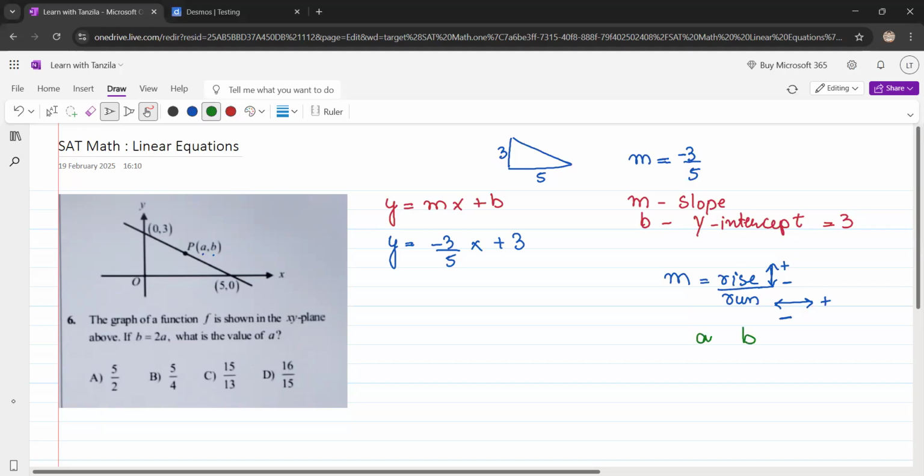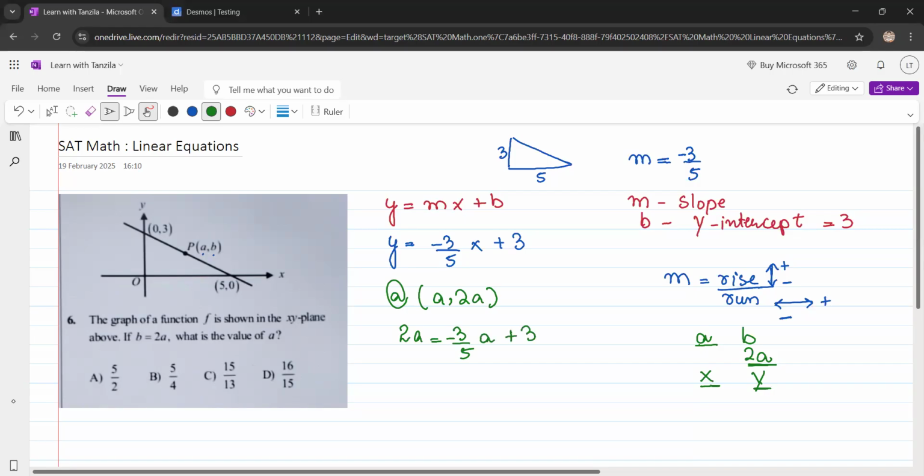Now B is given as 2 times A. Take A as your X and B as your Y. So Y is 2A and X is A. That we will substitute in our equation. So this is our point, A comma 2A. Instead of Y, we'll write 2A equals negative 3 over 5 times X, X is A, plus 3.